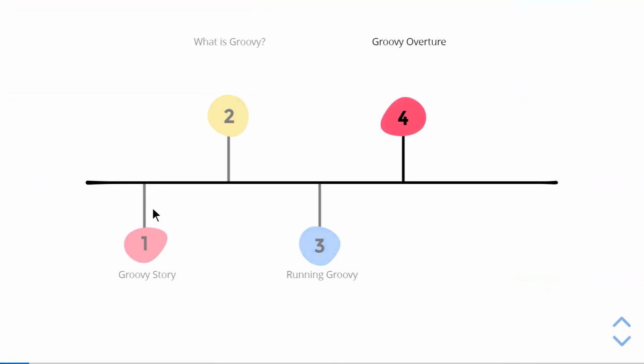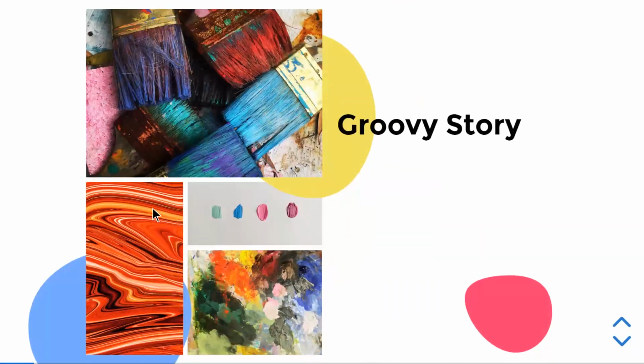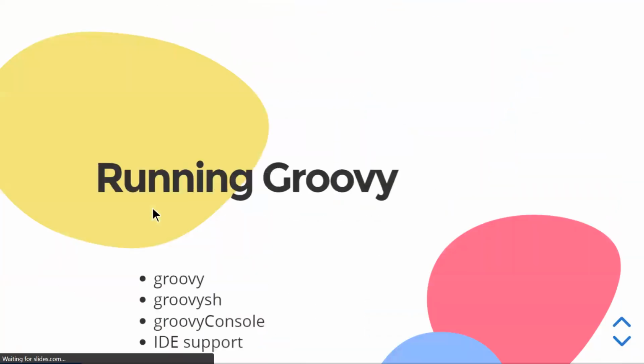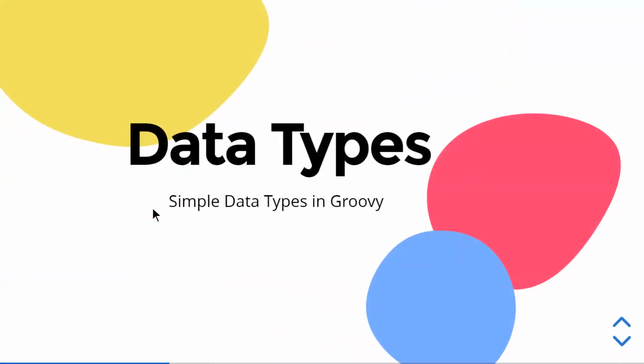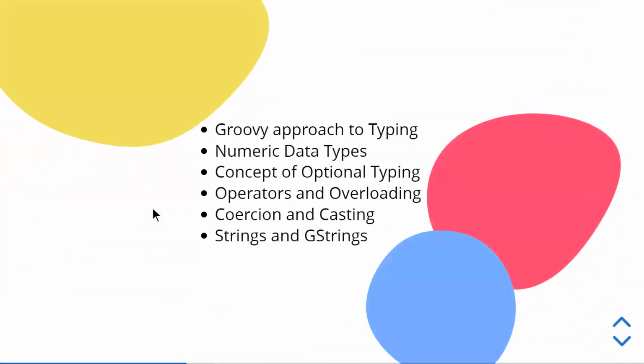I am assuming that you guys have installed Groovy on your system because this will be more hands-on rather than theoretical. So we will be writing code, a lot of them. So you should have Groovy installed by now, and then we'll discuss objects and the Groovy story. So after that, we'll talk about data types and various data types that Groovy supports.